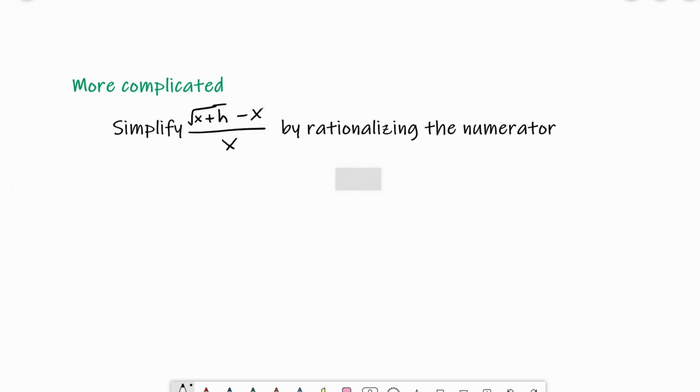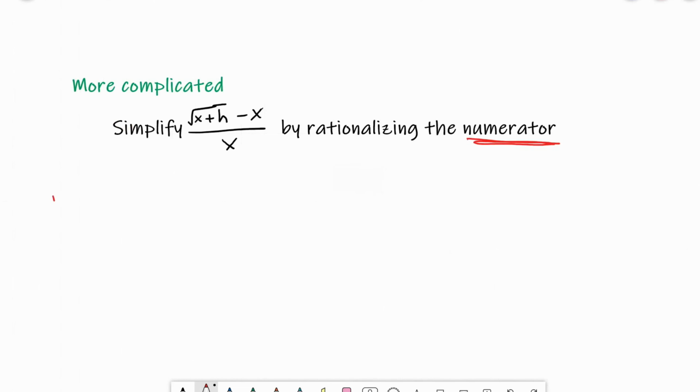So I'll be solving the last example that I think you guys need to know in terms of the type of questions. It's when they just give you variables such as x plus h. But it's the same idea. So in this case, it wants us to simplify this by rationalizing the numerator. So always check what they're asking for.